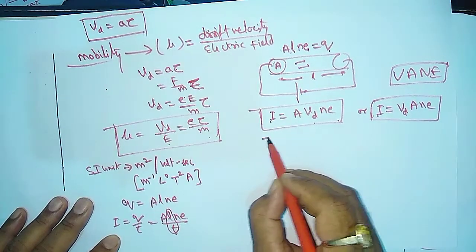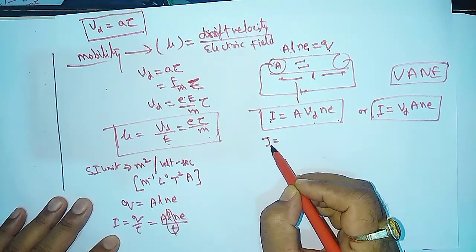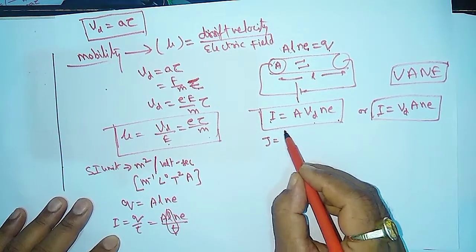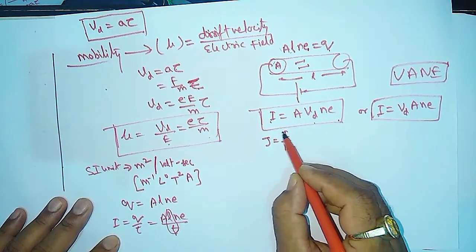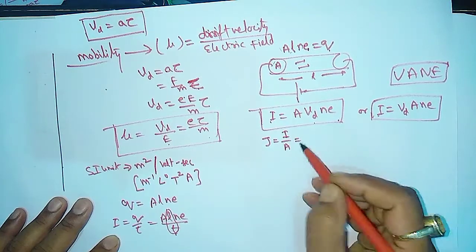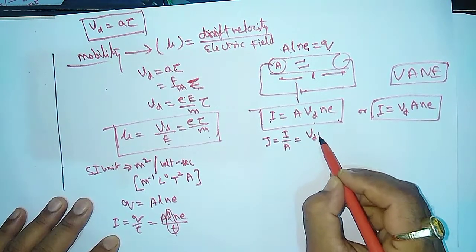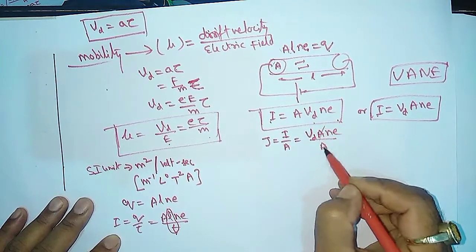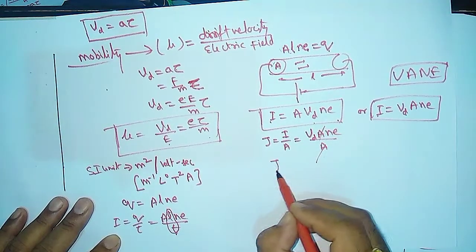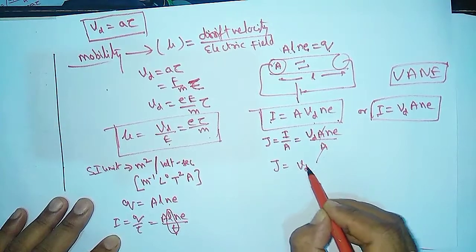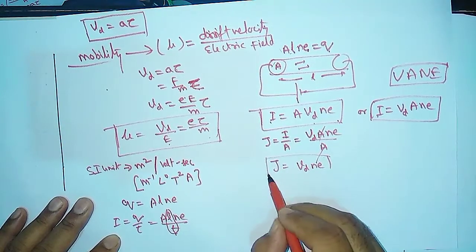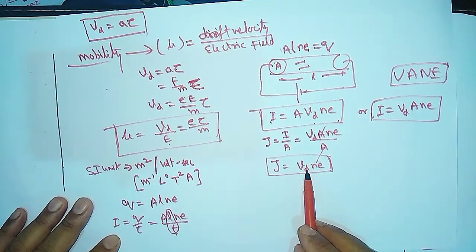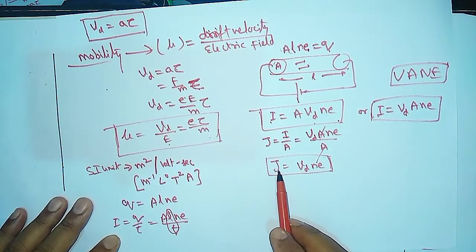Now we can find the relation for the current density also. Because J is equal to I upon A, as I already explained. So it is Vd A n e divided by A. So A is cancelled. So J is equal to Vd n e. So this is a relation between the drift velocity and the current density.